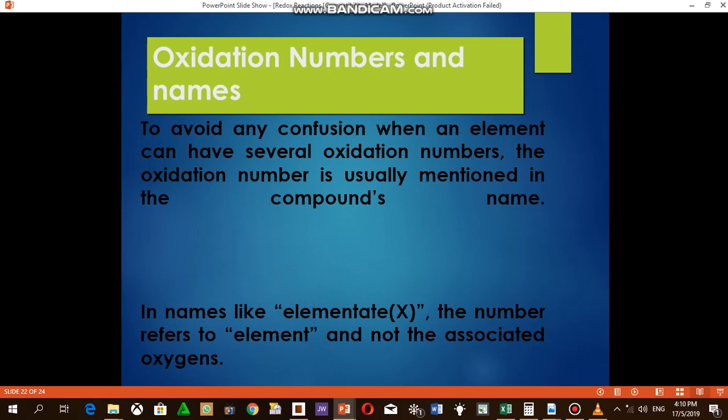So once we have the oxidation numbers, sometimes we use them to specify which compound we are talking about. To avoid any confusion when an element can have several oxidation numbers, the oxidation number is usually mentioned in the compound's name. For example, if we have element X, the number refers to the oxidation of the element, not the associated oxygen. I know when I say this, it doesn't make any sense. But let's just look at a typical example then.